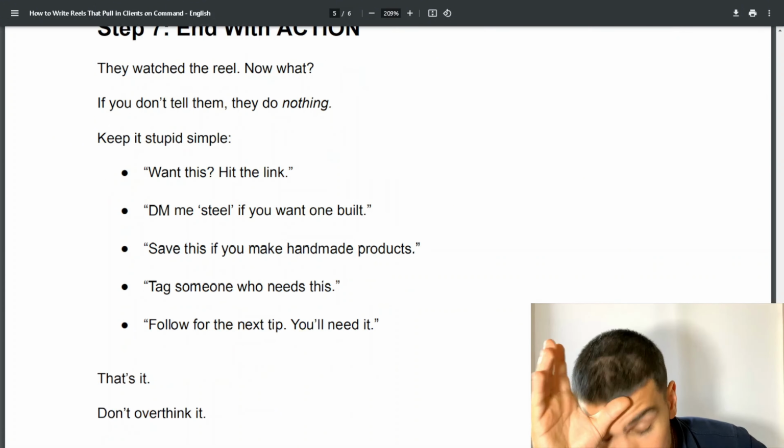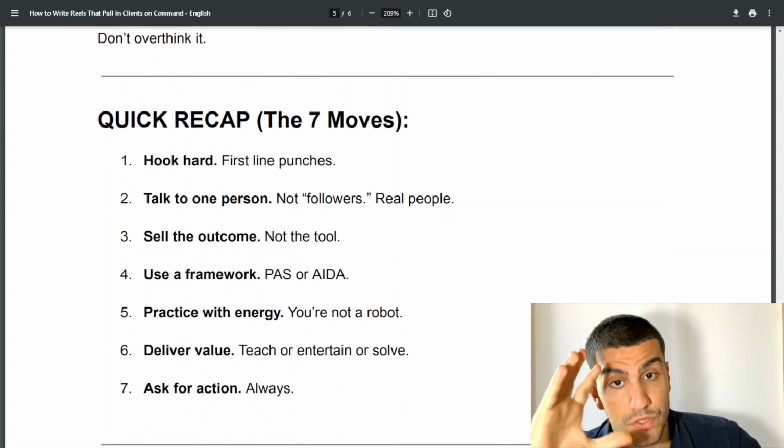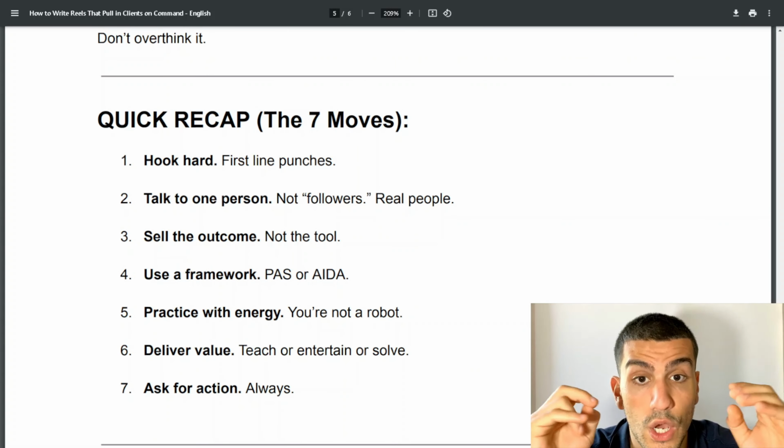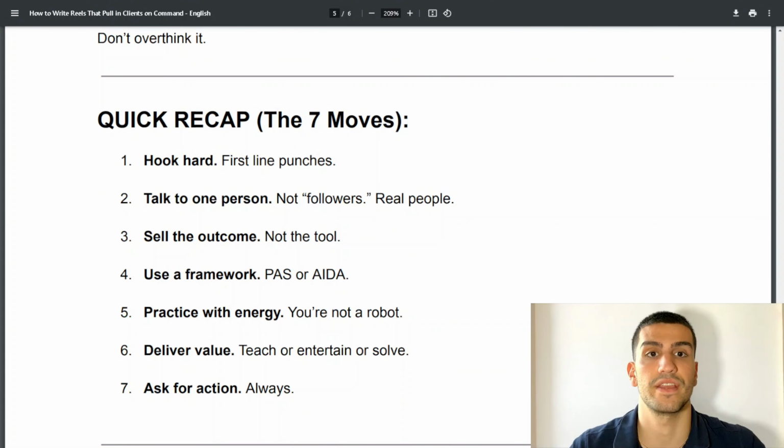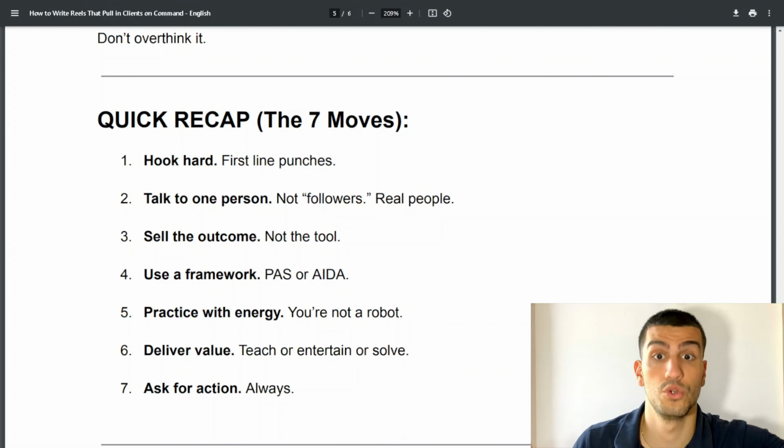But let's do a quick recap. First step, hook hard. The first line punches. The first 2 seconds is everything. You either hook them or lose them.